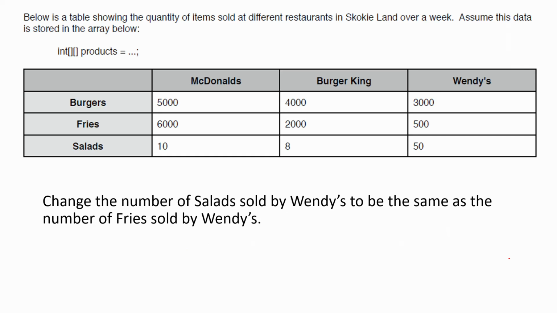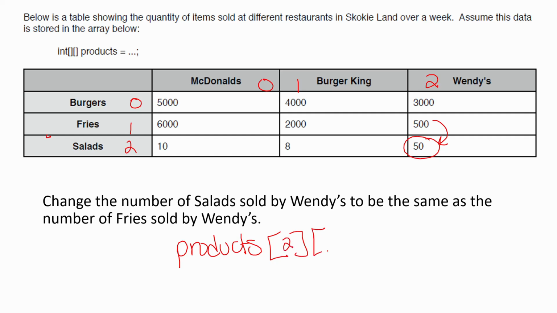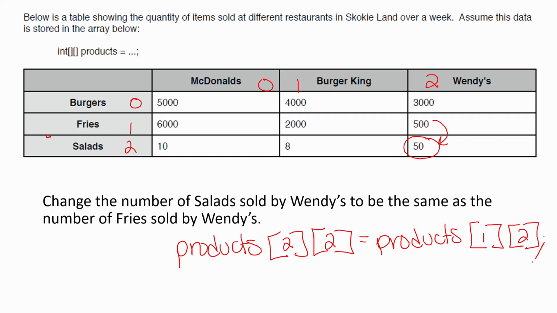This one, I want to change the number of salads sold by Wendy's to be the same as the number of fries sold by Wendy's. So again, I'm going to label my sides 0, 1, 2, 0, 1, 2. So they want me to change this value to be the same as that value. So I'm going to be copying 500 to put there. So that means I need to access products, bracket 2, bracket 2, and I'm going to make it equal to products, bracket 1, bracket 2. Just like that.